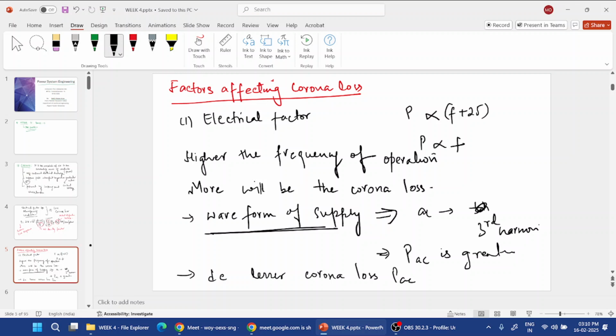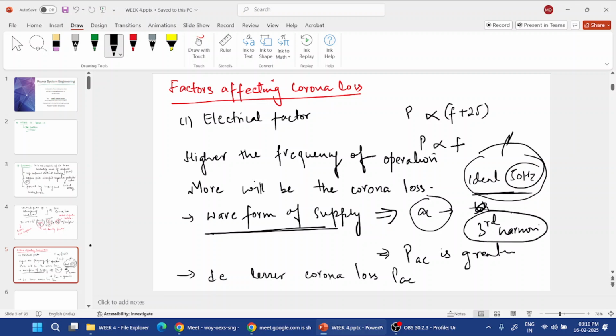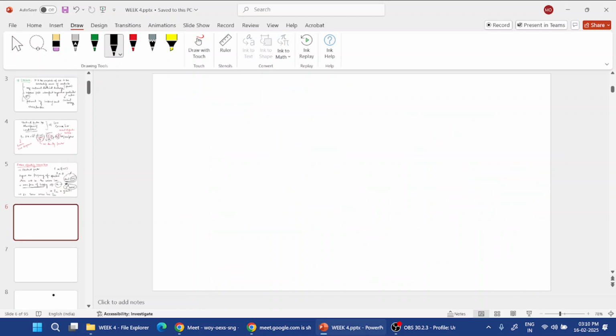Also, if somehow we have an ideal waveform where only 50 hertz frequency is there, which is not quite possible because in practice the third harmonics will always be there in the waveform, then that waveform will produce lesser corona loss than a practical AC waveform which has third harmonics, because the presence of these harmonics will increase the corona losses.